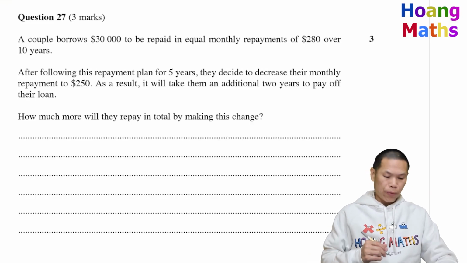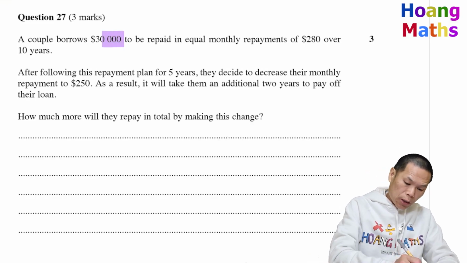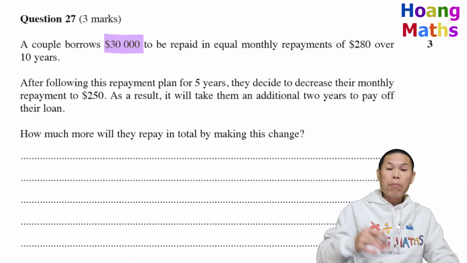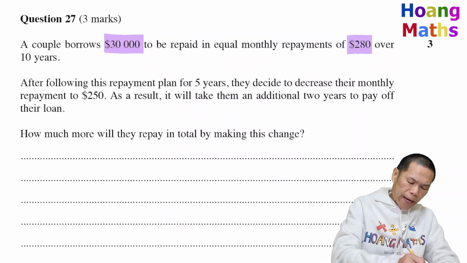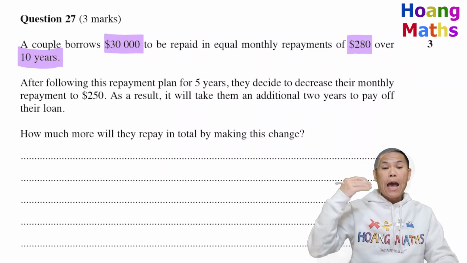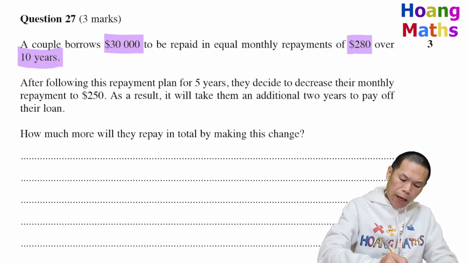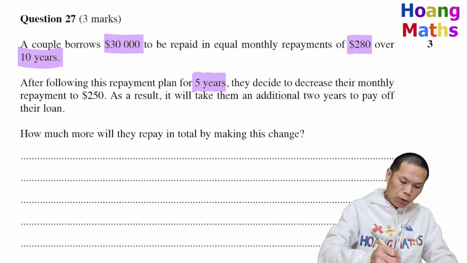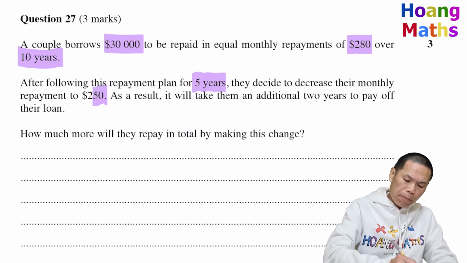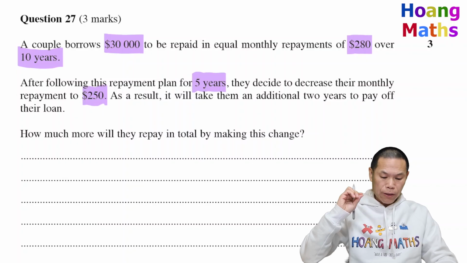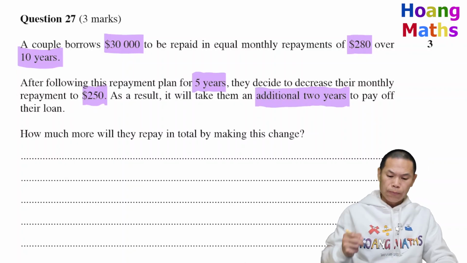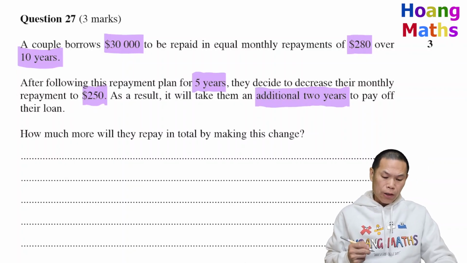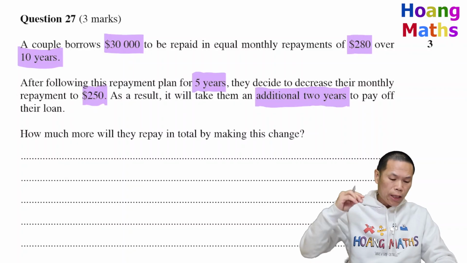Question 27. A couple borrows $30,000 and the monthly repayment is $280 over 10 years. Okay, keep that in mind. And after 5 years, they plan to decrease the amount of repayment to $250. And they know that with this plan, they need to pay for an extra 2 years. Okay, so we need to work out how much extra they need to pay.